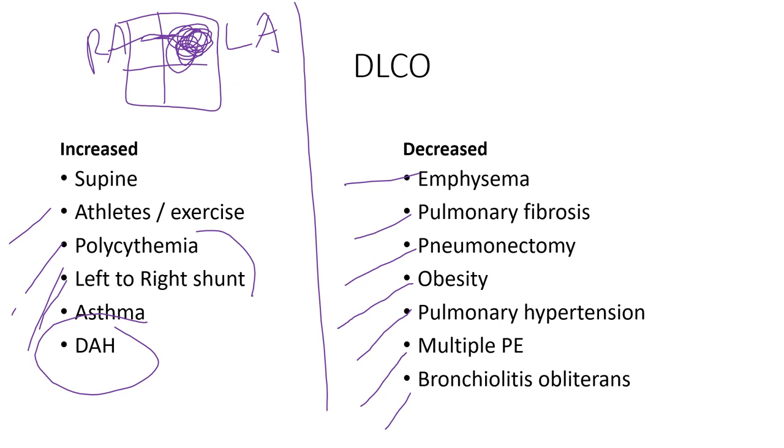You can go look those over, but we'll talk about that in disease class as well. But as you can see here, there are a lot of things that decrease the ability for gas to get across the AC membrane. It's usually either surface area related or perfusion related when we're looking at that.